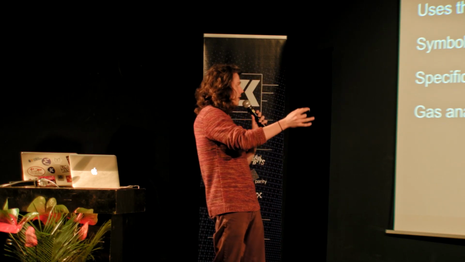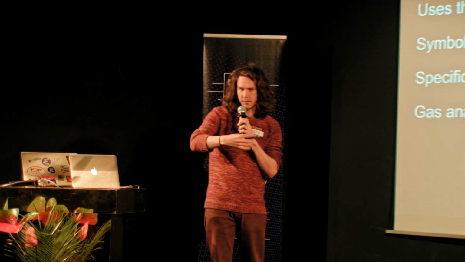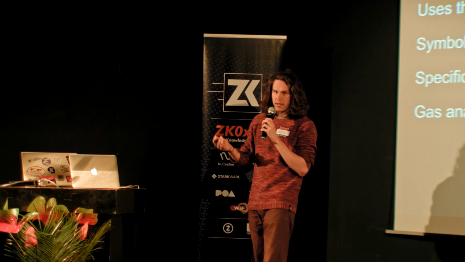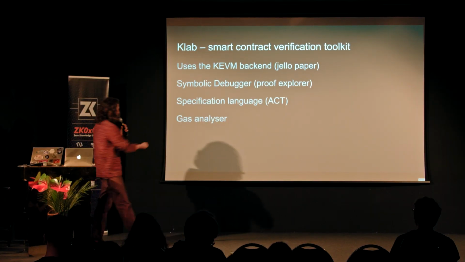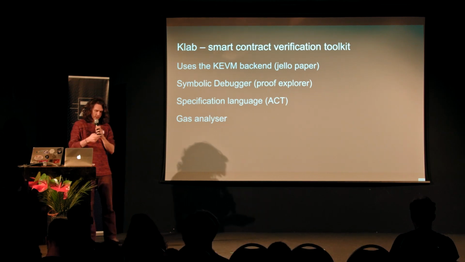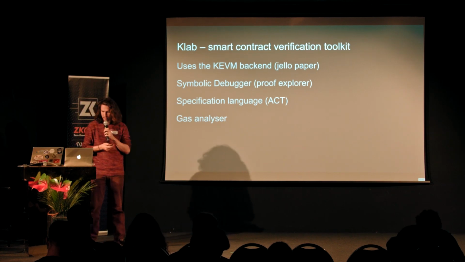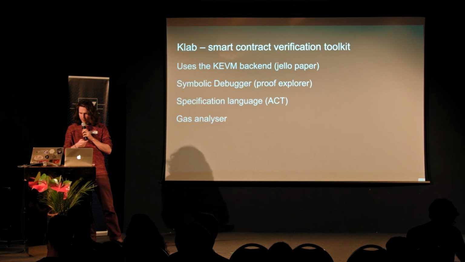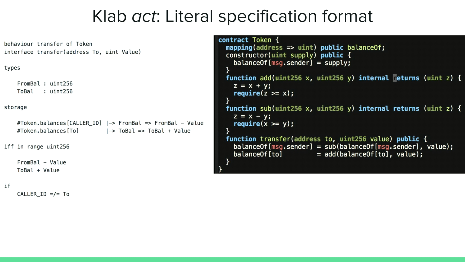And then KLab allows you to step through these proofs, which are basically execution traces with symbolic inputs, and see how things are going, and if they went wrong, what happened. It also does gas analyzing for pretty much all of your contract behavior, so it'll keep things abstract as much as possible and generate a bunch of specs that you can analyze the gas behavior for your various functions of. So here's the specification format that we call ACT.